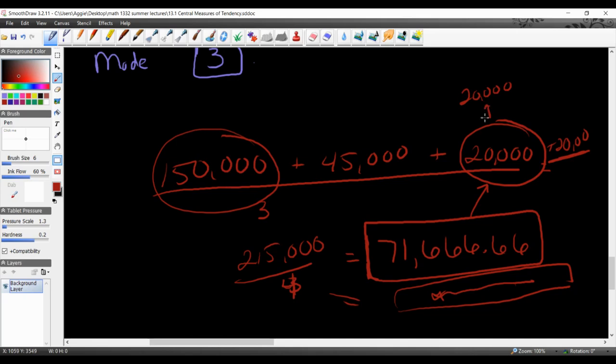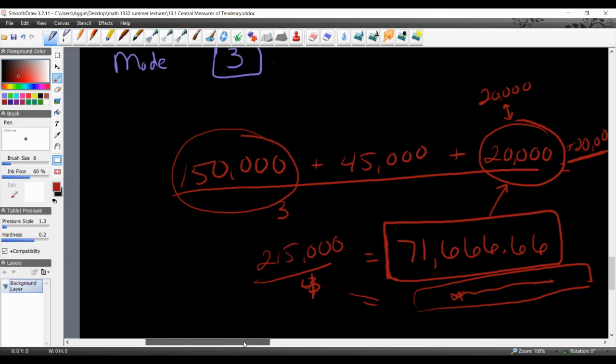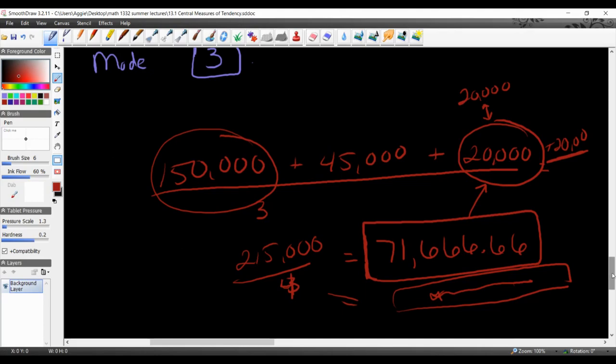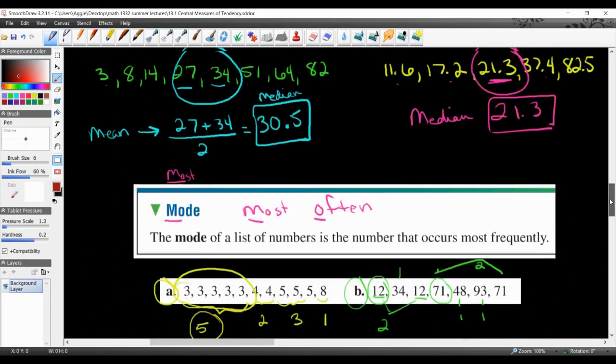Do you see that? Sometimes using different measures of central tendency depends on the situation. And if you want to pick the one that gives you the most for your money, so to speak, you want to be careful with all of this. Anyway, I didn't plan to do this, but hopefully that made a little bit of sense. Let's go ahead and move on now.